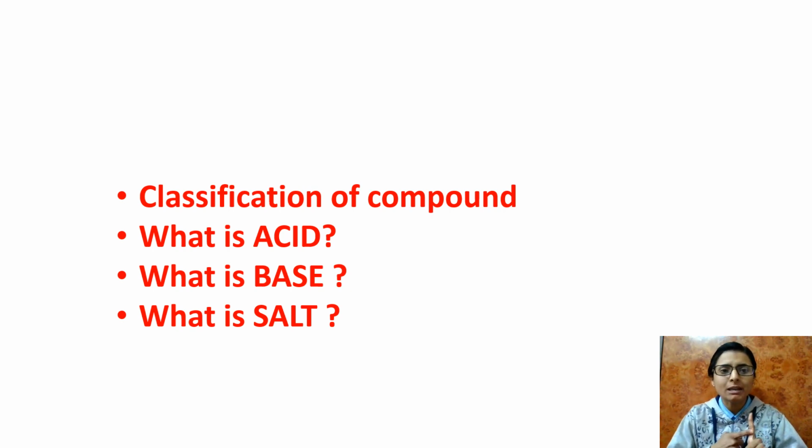So the first topic is classification of compounds, because we need to know where the basic concept of acid, base and salt came from. Then the second topic is what is acid, third is what is base, and fourth is what is salt. So one by one we will discuss all of it.